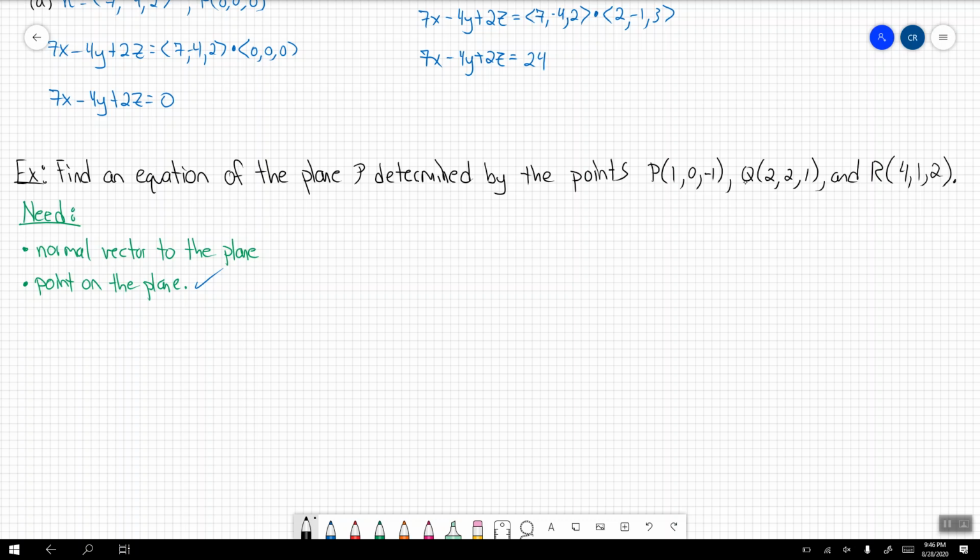Well, we can start by shooting a vector from P to Q, and then another one from P to R, or from Q to P, or Q to R, or R to Q, or R to P, whatever combinations you want. So yes, we do need vectors here.